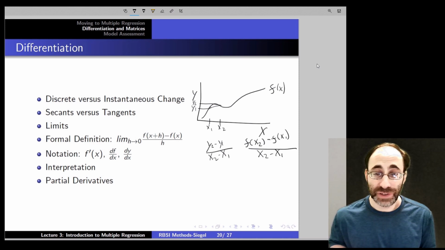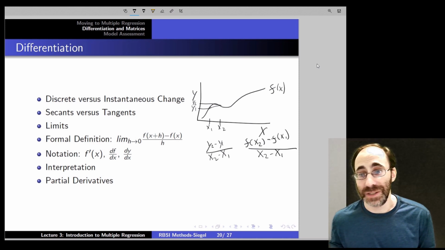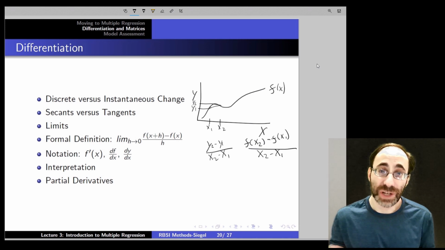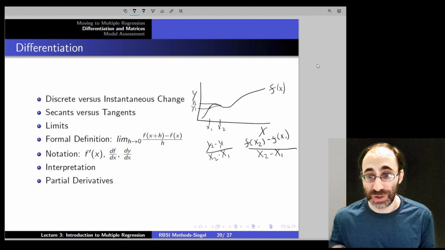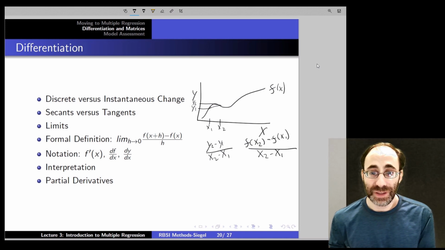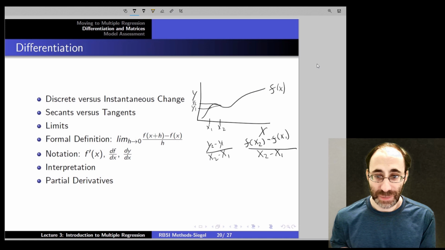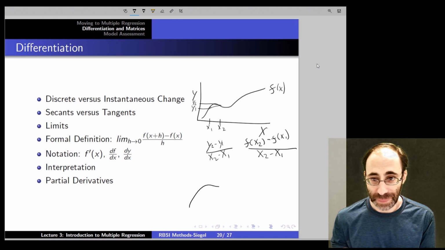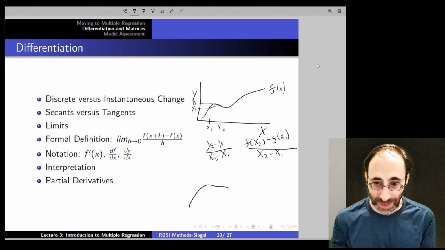Well, all differentiation is, in a sense, taking that discrete change and taking the limit of that change as you get closer and closer and closer to having x2 minus x1 go to 0. So what does that mean graphically? Let's zoom in on that picture over there. I'm going to try to blow up that one little area over here. That's semi-okay. Okay, so here's your x1, right? And here's your x2.